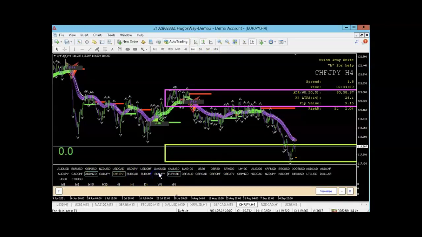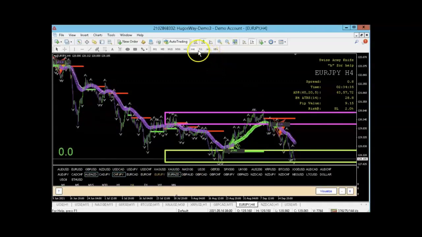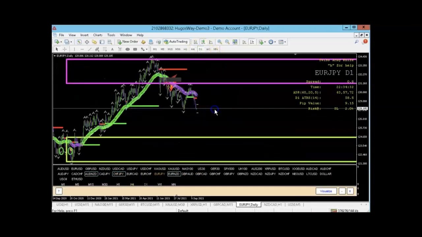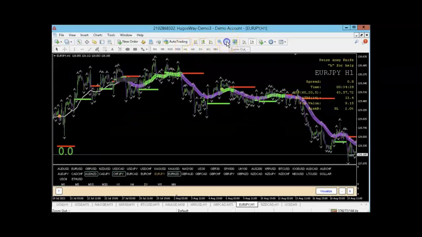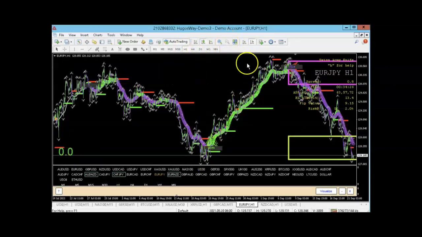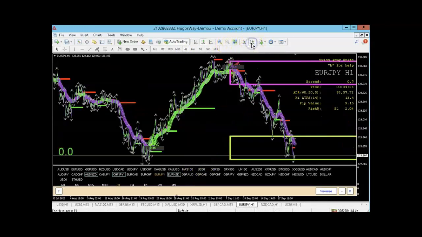EUR/JPY, if I'm not mistaken, also kind of similar situation. I popped around some time frames to kind of see what I was seeing. So go back to the 1 hour. We've got a lot of confluence in this area. So we are definitely early to this trade, right? We've rejected off of this zone a couple of times, and it's a very tight stop loss.